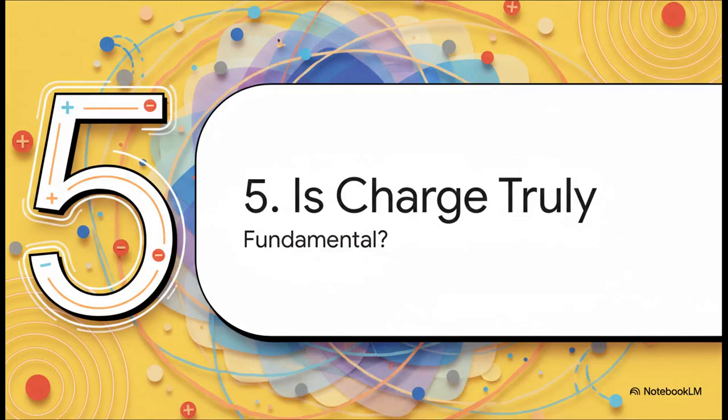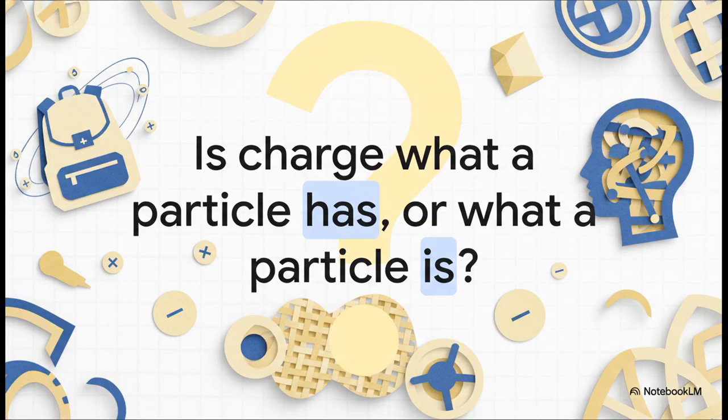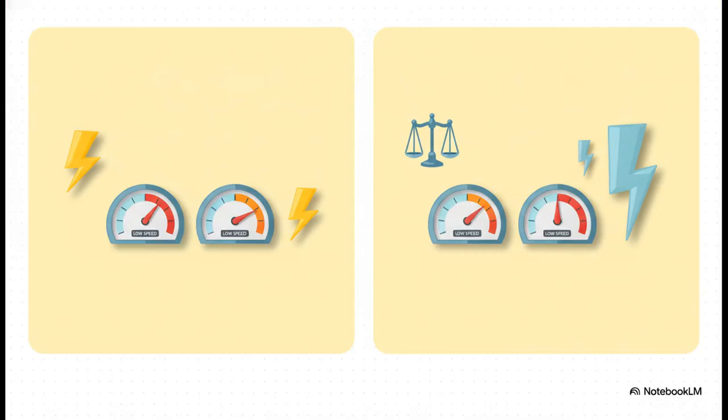So this brings us to our final and maybe our deepest question yet. What is charge, really? I mean, really think about this for a second. Is charge just an accessory that a particle carries around, like a little backpack? Or is it a fundamental part of what that particle is? To get our heads around this, let's compare charge to another property we know, mass. Now, you might not know this, but Einstein's theory of relativity tells us that an object's mass actually increases the faster it goes. It literally gets heavier as it approaches the speed of light.